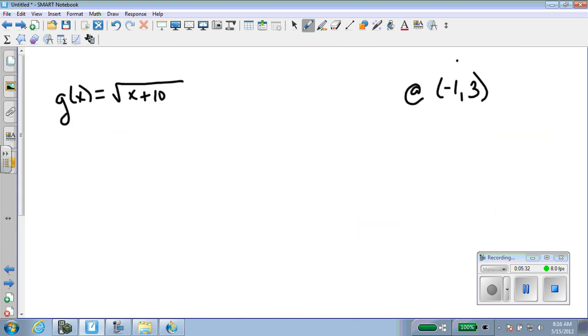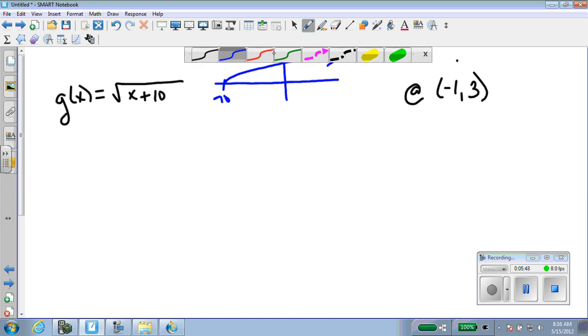Let's try it again. G of x is the square root of x plus 10. Remind ourselves what that looks like. So it starts at negative 10, right, and it goes kind of like this. And we're looking for the slope at negative 1, 3. So I'm anticipating the tangent line looks sort of like this. So I'm expecting a pretty shallow but positive slope.